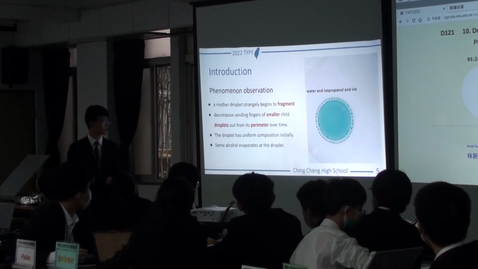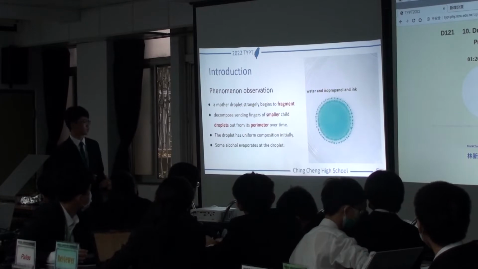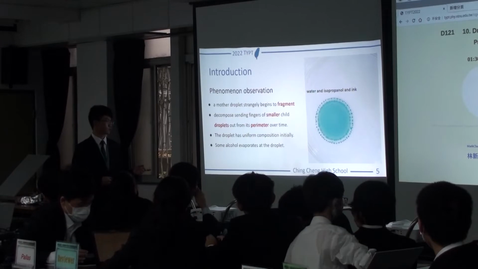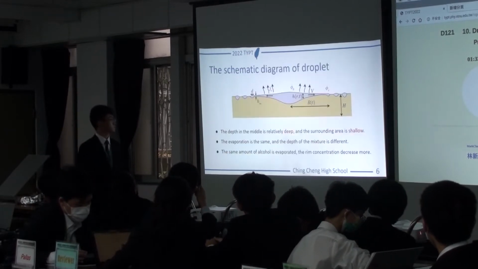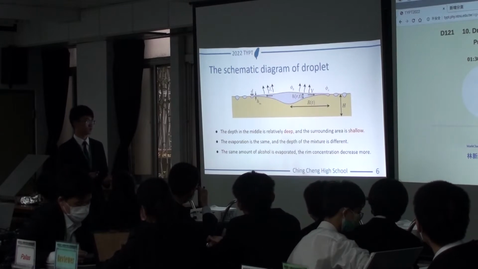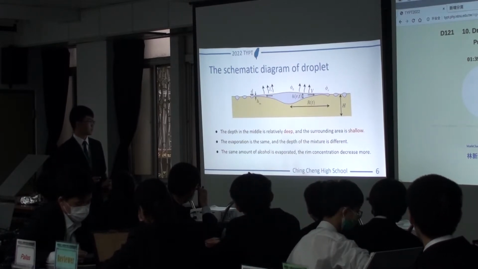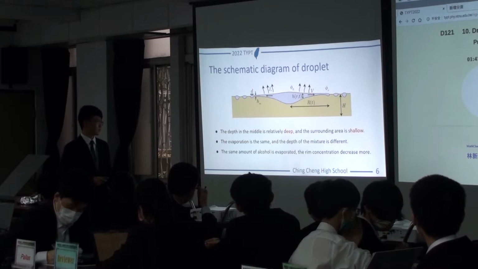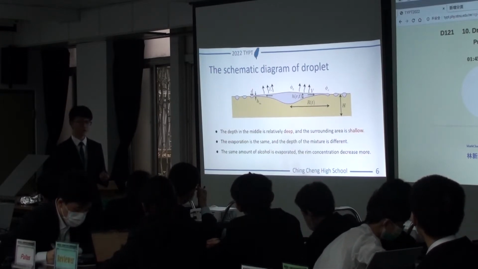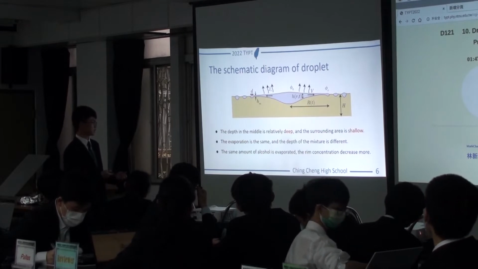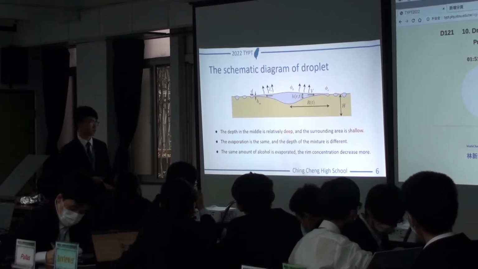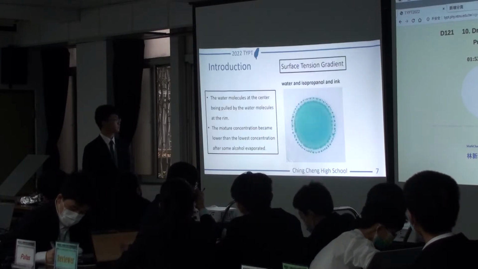In our experiment, the droplet has a uniform composition initially, but after a short time, some alcohol evaporates from the droplet. The depth in the middle is relatively deep, and the surrounding area is shallow. The evaporation over the area is the same, but the depth of the mixture is different. Therefore, even if the same amount of alcohol is evaporated, the ring concentration will decrease more.